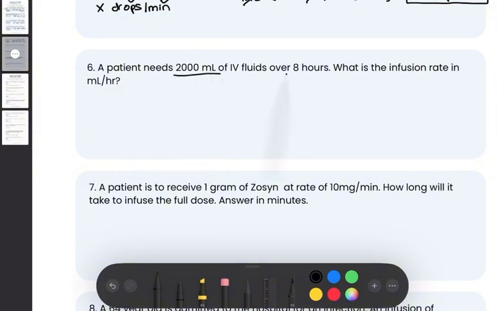All right, moving to question number 6. A patient needs 2,000 milliliters of IV fluids over 8 hours. What is the infusion rate in milliliters per hour?